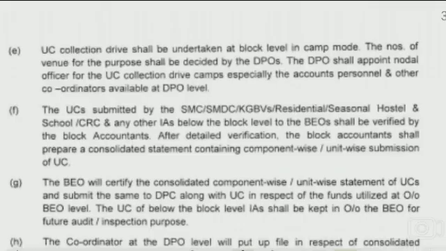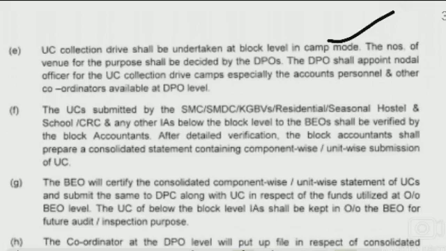Then a comparison report of the UC as stated in point A plus the UC of the fund at block level. It means the BO will submit all the consolidated utilization certificates to the DPO, the district project office. Then a UC collection drive shall be undertaken at block level in camp mode. In every block there will be some camps for UC collection. The number of venues for the purpose shall be issued by the DPO, the district project office.